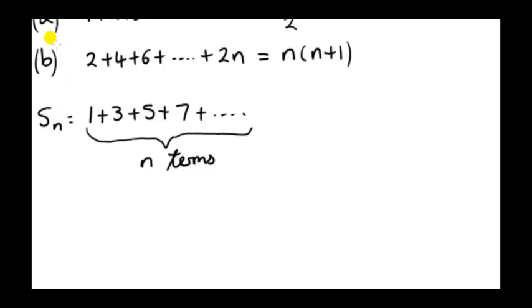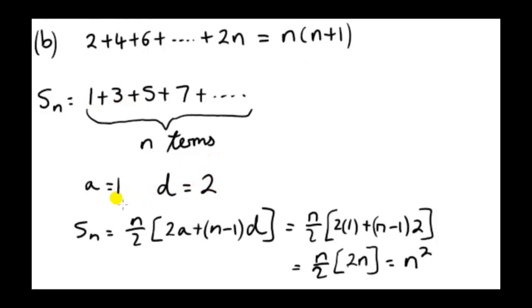Now, if you cannot use the results of A and B to prove this result, you could just do it by using the fact that the sum of the first n odd natural numbers is an arithmetic series, and the first term is 1. The common difference is 3 minus 1, which is 2. So you plug those values for a and d into the formula for the sum of the first n terms of an arithmetic series, and you'll see that you'll get n squared.